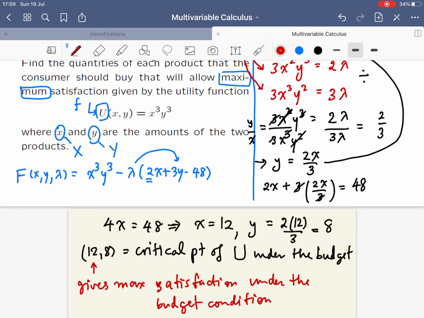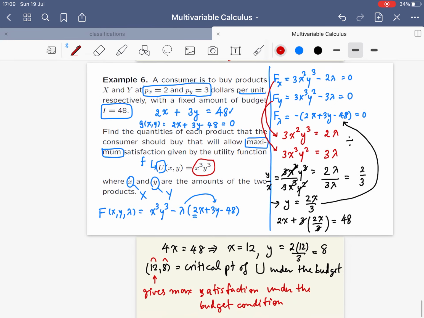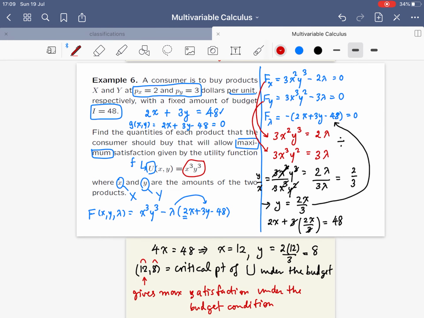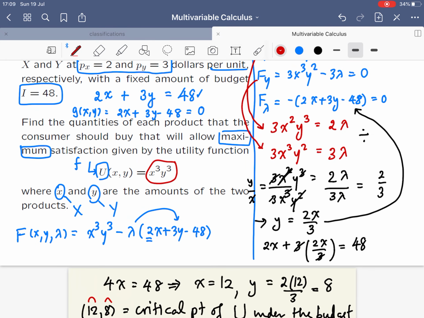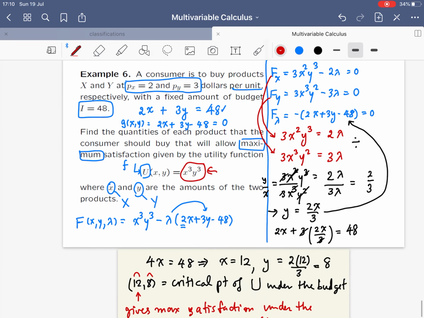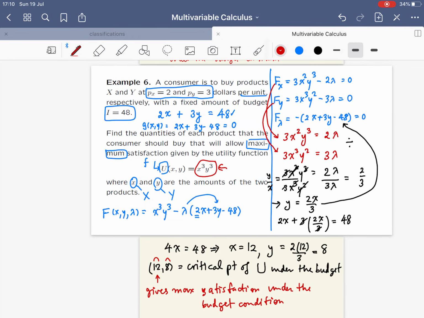Okay, so you need to buy 12 units of x and 8 units of y so that it will maximize your satisfaction. If you want to know the level of satisfaction, you just replace your x by 12 and your y by 8 to find the value of your capital U. We get?